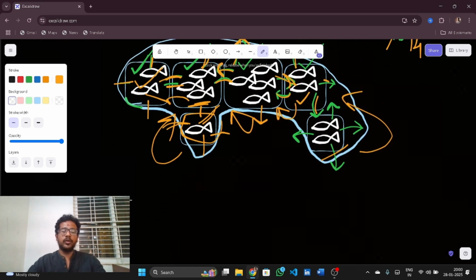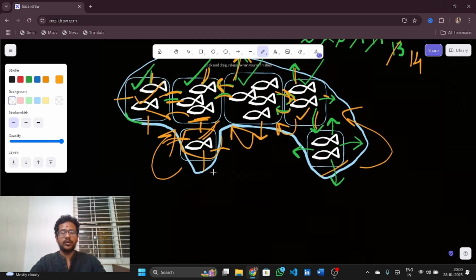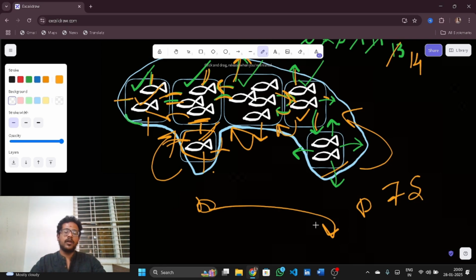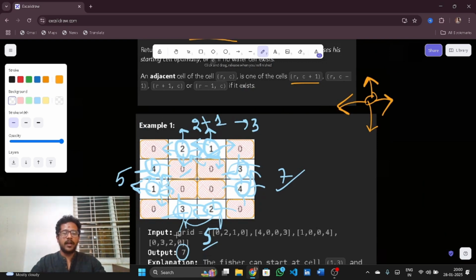So what I am doing here is going to the depth, from the starting cell to the depth. So I will use a depth first search algorithm. And how do I search for fishes? At every cell, I am visiting the cell only if it is a water body, that means if the cell has a value greater than 0.